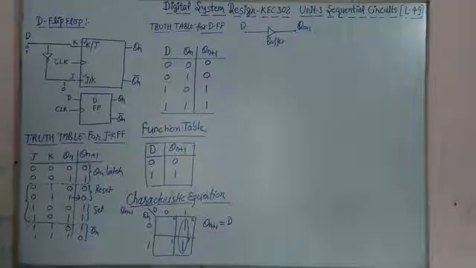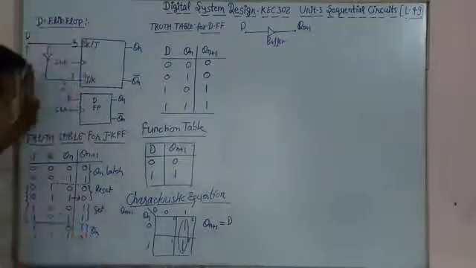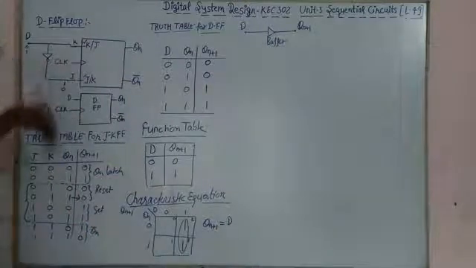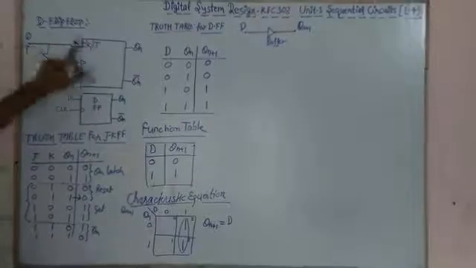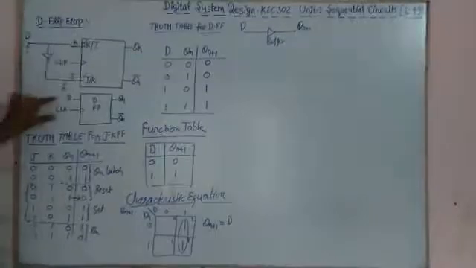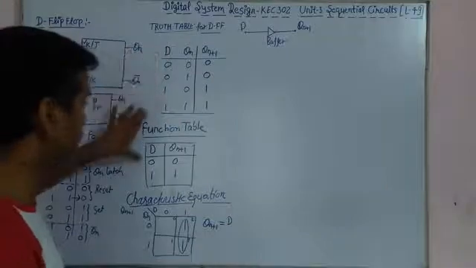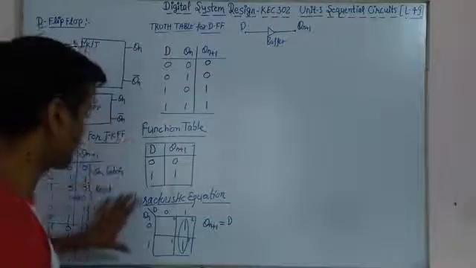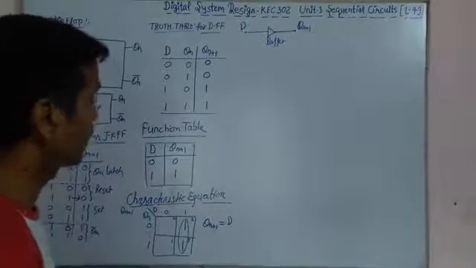Okay, so so far we have discussed the JK flip-flop and how we make a D flip-flop by some modification of the JK flip-flop. Here we have discussed the JK flip-flop truth table, and also the middle 4 combinations for this D flip-flop, and this is the truth table for the D flip-flop, and this is the functional table. Okay, and this is the characteristic equation. So now we will discuss the excitation table.